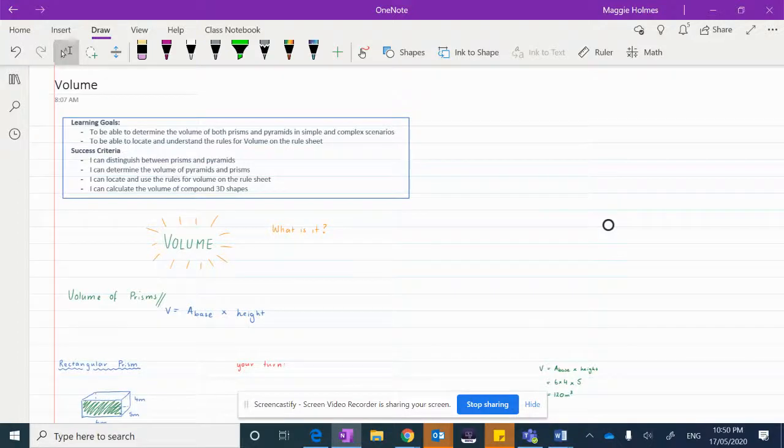We're going to be looking at volume. Now, what is volume? Volume is the amount of 3D space an object takes up, or you can think of it as the amount of space inside the shape, so within the shape. It is measured in cubic units.